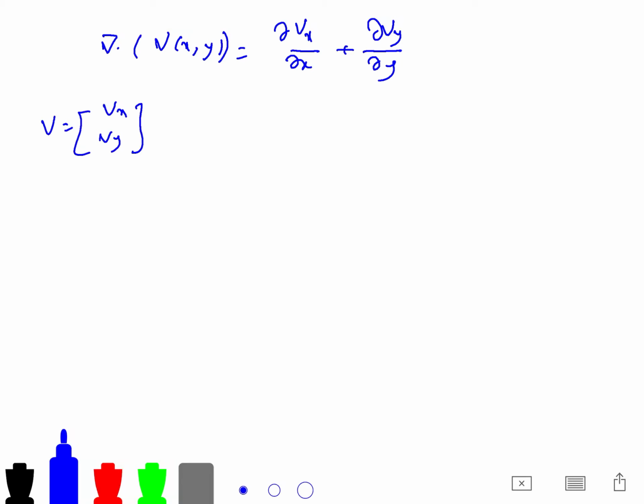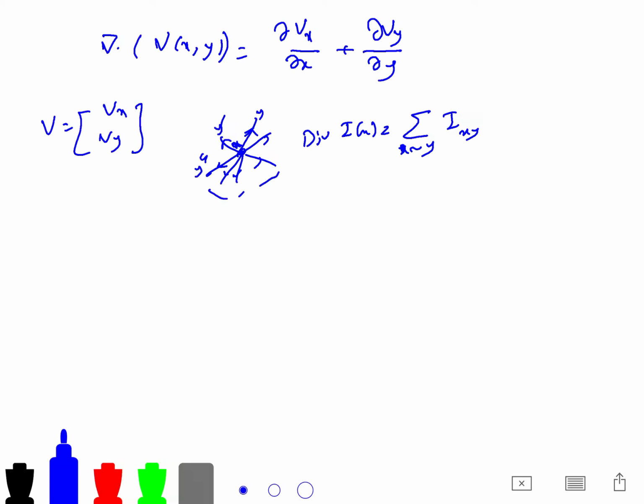And the divergence has a very important meaning in fluid mechanics, in many different areas of physics, and in electromagnetics. The divergence of I of x is just the sum of the current going out. For example, if x is adjacent to y, so if x is here and the current is going out, then if you sum over this, it becomes the divergence of I of x.